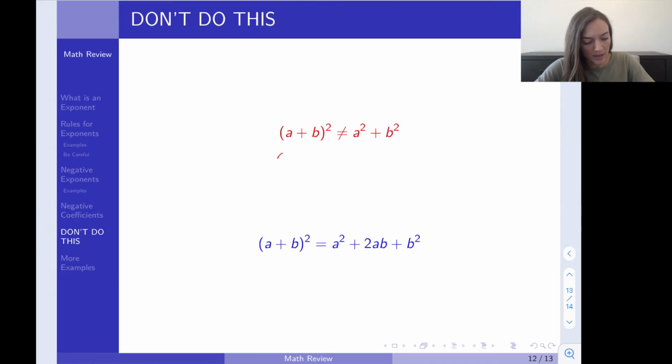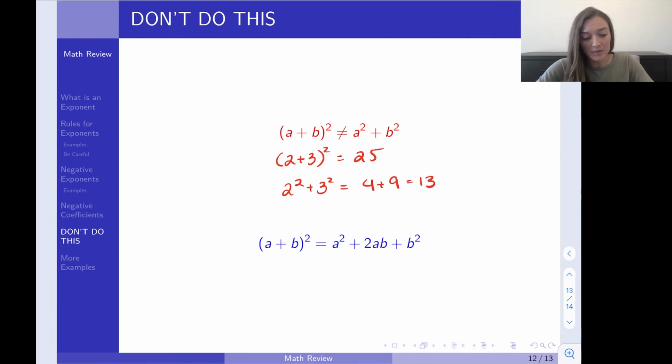So if we try it with 2 plus 3 squared, 2 plus 3 is 5, and 5 squared is 25. So we know that the right answer should be 25. But if you try just writing 2 squared plus 3 squared, then we end up with 4 plus 9, and that gives us 13, which is definitely not 25. So you can see that that's not the right way to handle this sort of expression, just by plugging in numbers.